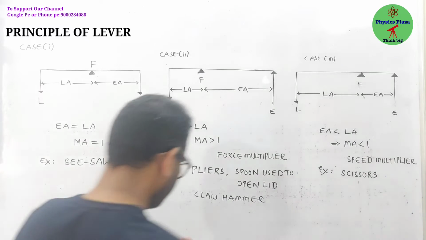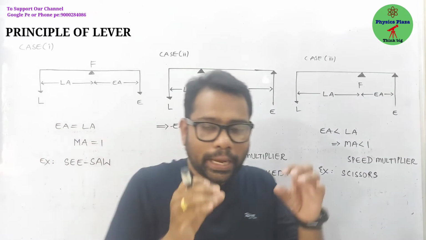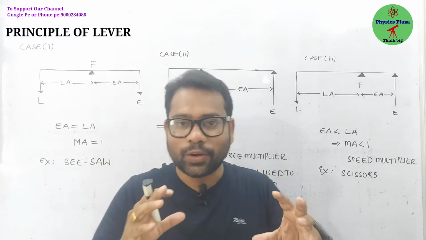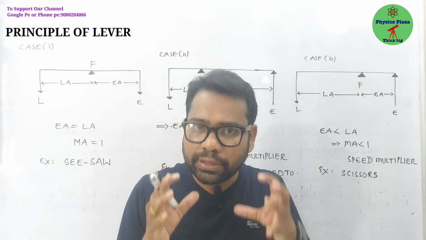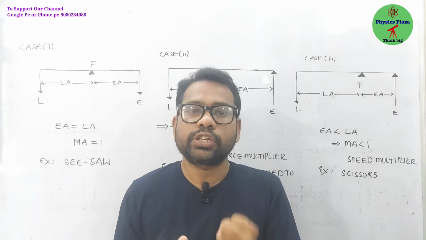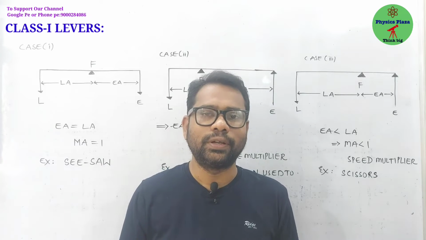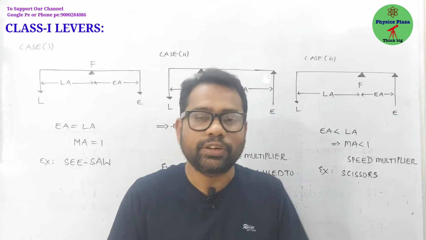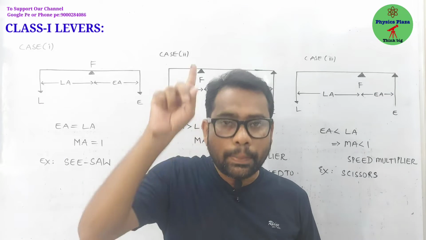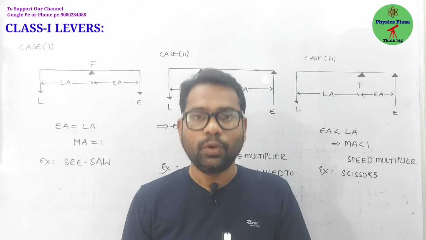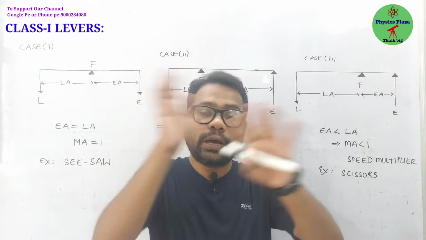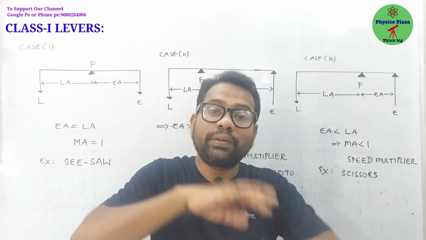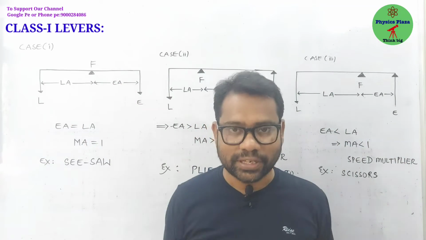See, that's fine, children. So now first let us see class 1 levers. Children, let us recall, in a class 1 lever, how are the relative positions of fulcrum, load, and effort? Just remember that for class 1 levers, the fulcrum must always be in between, whereas load and effort are on either side.